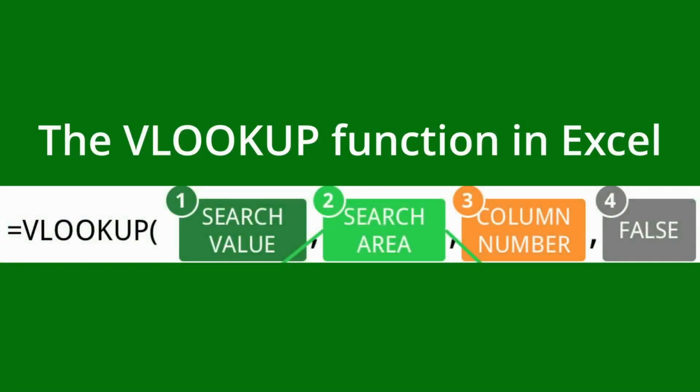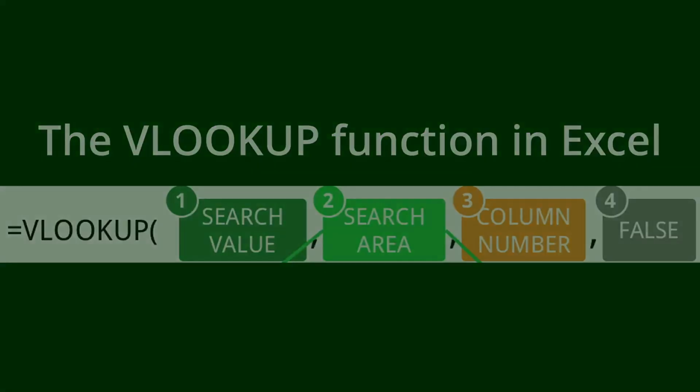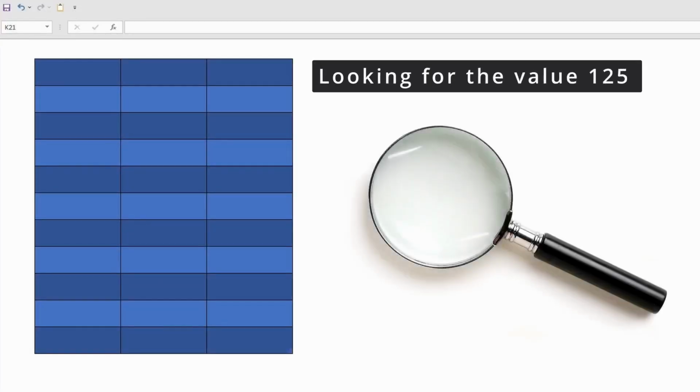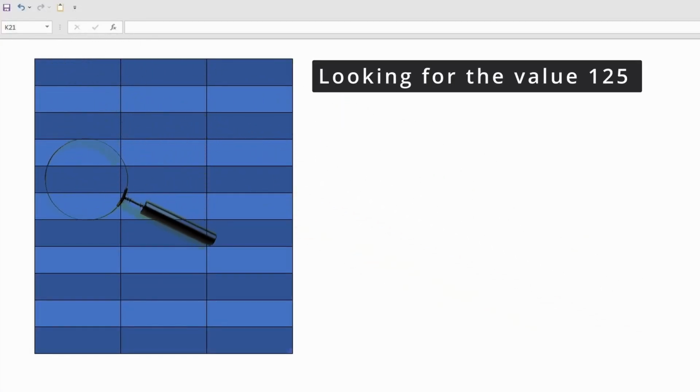Hello everyone. We continue to explore Excel functions. And now it's time for VLOOKUP. So, the essence of the VLOOKUP function is that it finds values in one table and transfers them to another.